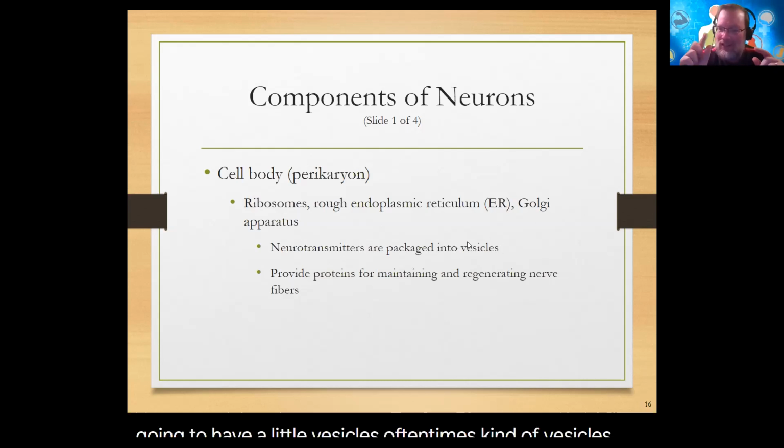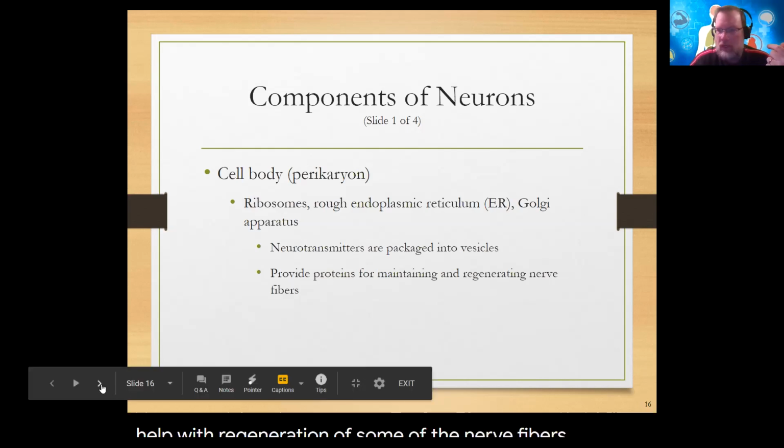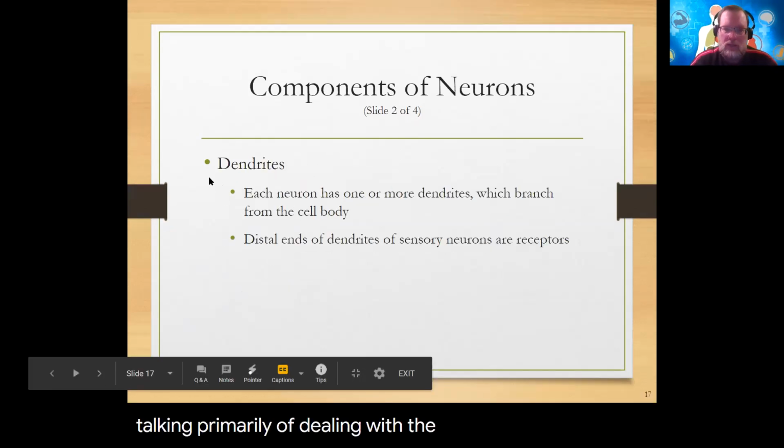Vesicles, remember, take the S out of vesicle and put an H in, and you have the word vehicle. So vesicles are kind of like little vehicles that transport chemicals, usually to the outside of the cell, or bringing things in from the outside. So anyway, neurotransmitters, those are another type of chemical that we see in the body. And again, the proteins will help to maintain the integrity of the structure of the cell body, but can also help with regeneration of some of the nerve fibers. Again, talking primarily of dealing with the axons or the dendrites.